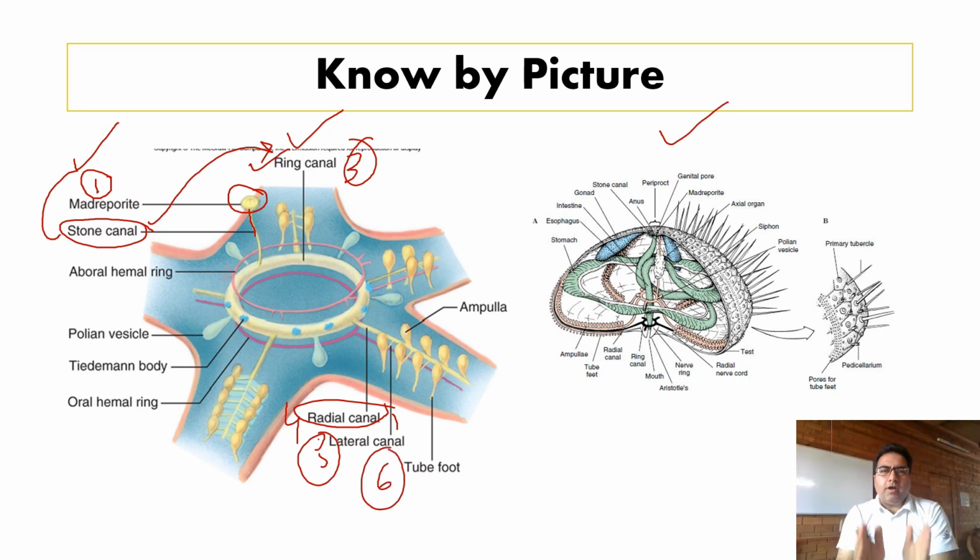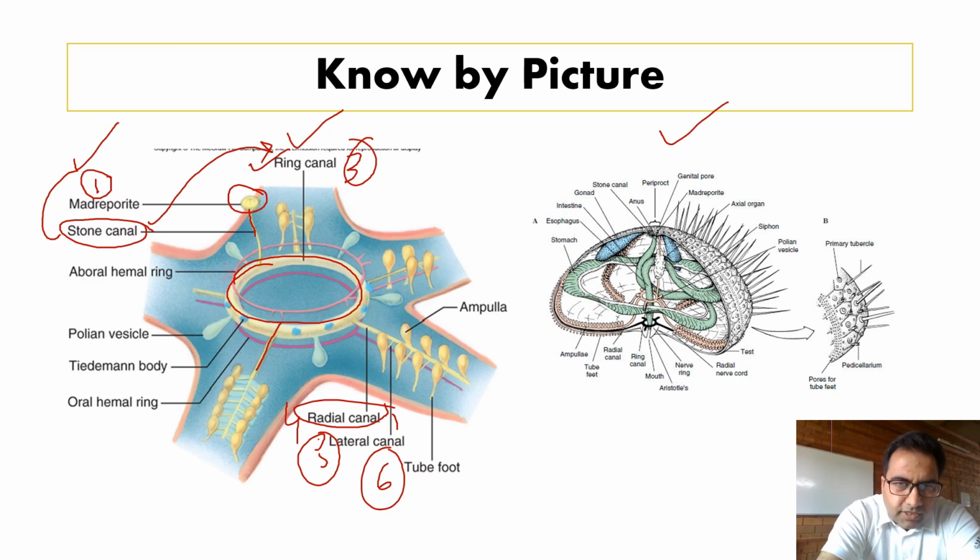So you have to follow a pattern, that is, the madreporite leads to the stone canal. From the stone canal it leads to the ring canal, and from the ring canal it leads to the radial canal toward the radius. So from the radial canal it leads to the lateral canal, and from the lateral canal these very tube feet do arise. These are the tube feet. So it is leading to the tube feet.